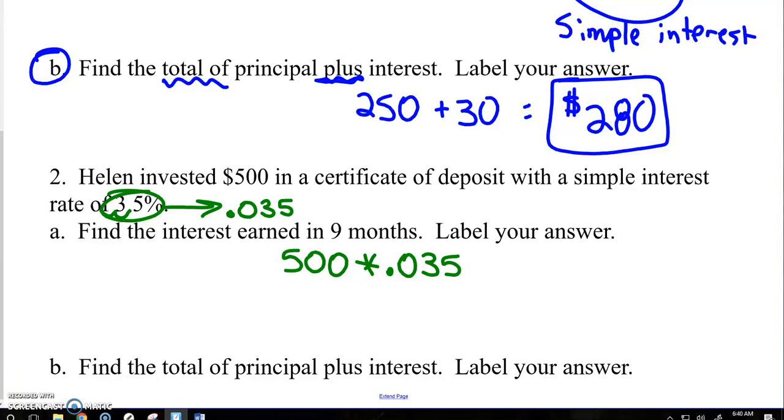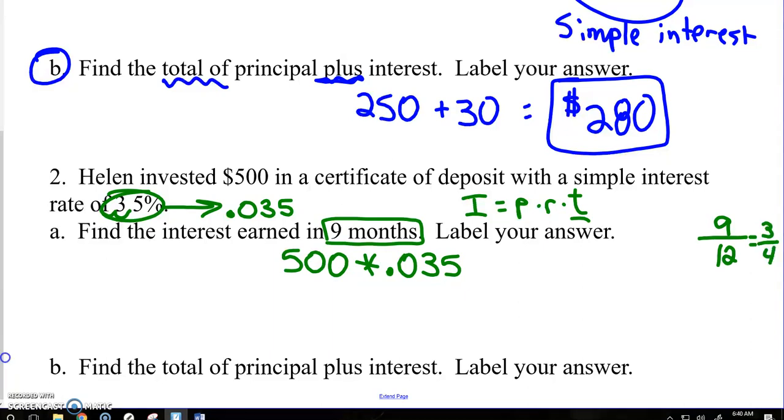Now, the next part, the formula says to find the simple interest, principal times the rate times the time in years. Well, Helen left the money in there for 9 months. T has to be years. 9 months out of 12 months in a year, 9/12 is 3/4, and as a decimal, 3/4 is 0.75. So always important to read the information. Now that we have all that, we can type it in our calculator again.